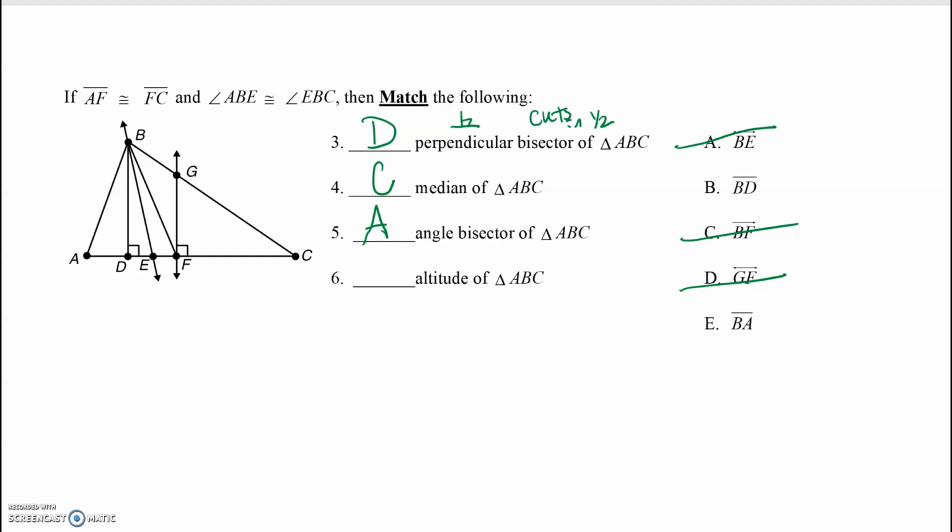Okay. And then the last one is my altitude. Remember, an altitude also has a perpendicular. So I'm looking for another right angle. It just goes straight down from that vertex to the opposite side. So this one should be BD. So that should be B as your answer. Okay. So this is straight from chapter 6.